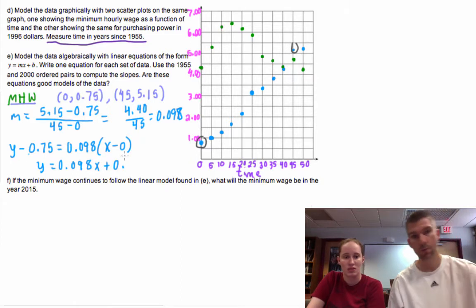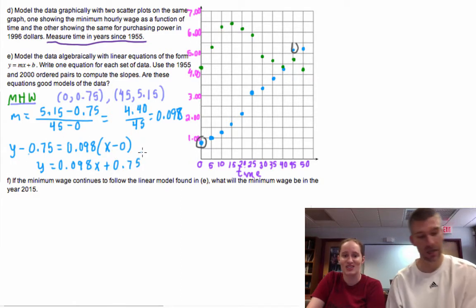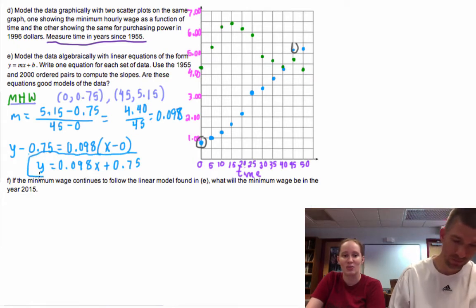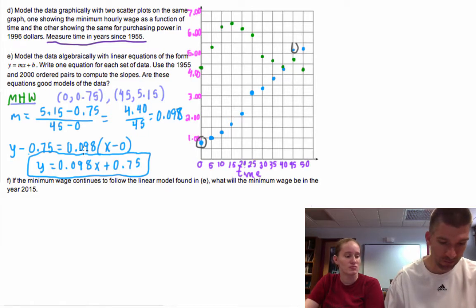So we would need 0.098 times 0.75. No, we don't. No, you don't. I was just kidding. You were just kidding. I was just checking. That was a good joke. You can use your calculator, though.